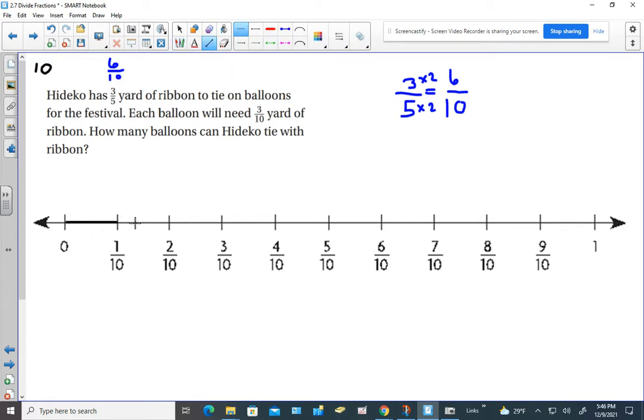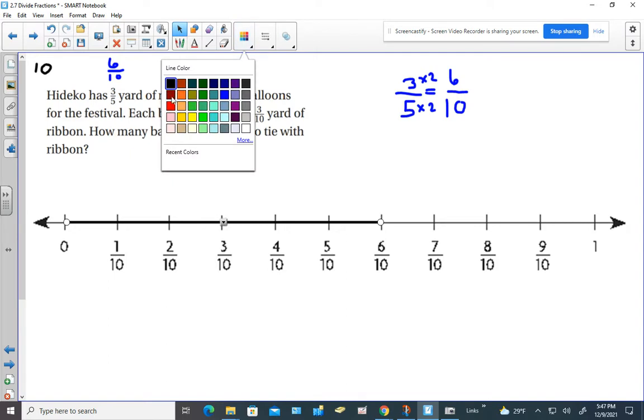I'll shade that in. 6/10, and how about we make that maybe a different color? Maybe we should make that red. All right, there's our 6/10.